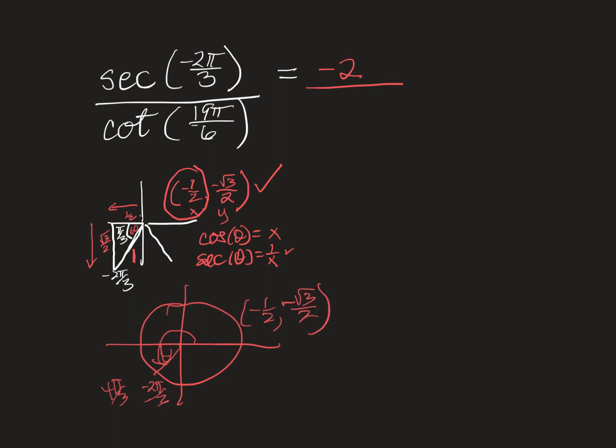And so you want the secant of that, which is 1 over x. And so you know that from the function definitions when we did them with the circle function. And so you would also choose the reciprocal of negative 1/2, which is negative 2.